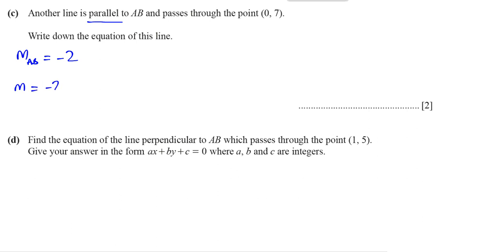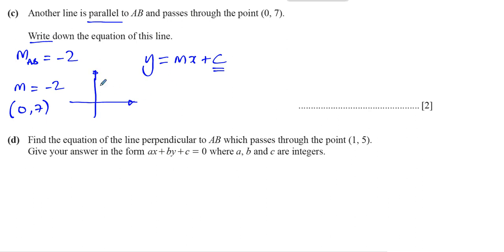Okay, so it tells us to write down the equation of this line, which gives us an indication that there's no calculation involved. The equation of the straight line is y equals mx plus c. Now, c is the y-intercept, and as we discussed in some of the other videos, the y-intercept is the place where the line cuts through the y-axis. So this line has a gradient of minus 2, and it cuts through the y-axis at the point (0,7), because (0,7) is a point on the y-axis.